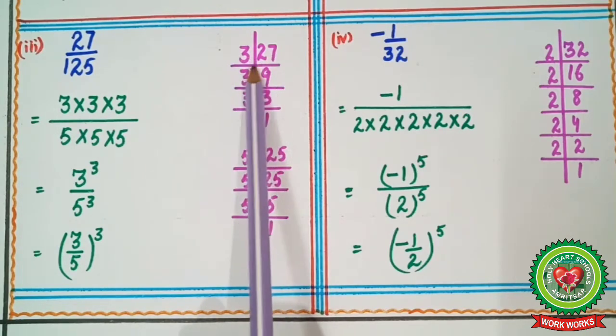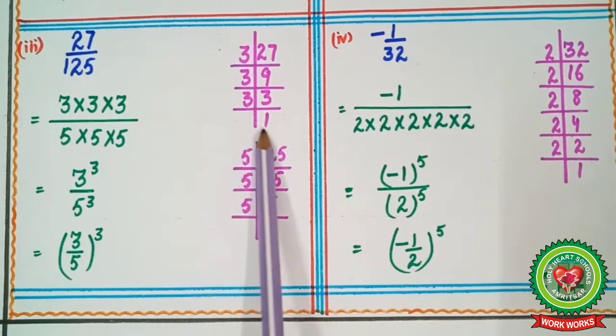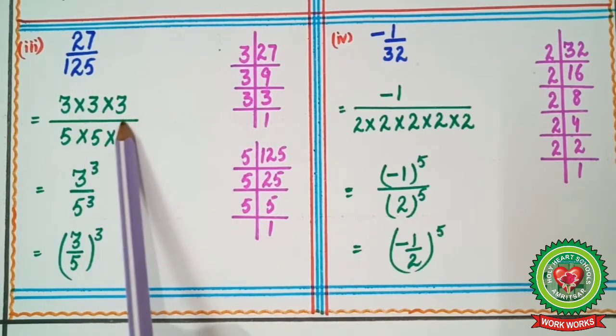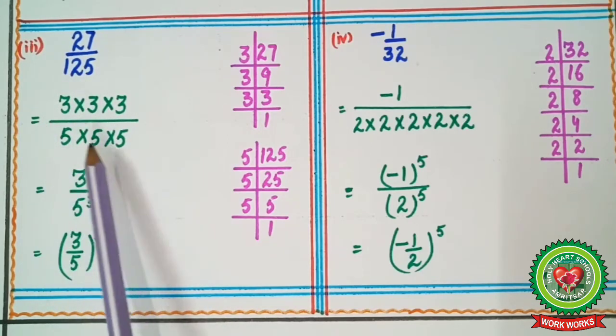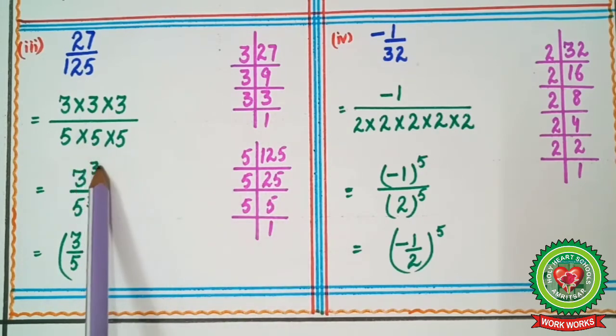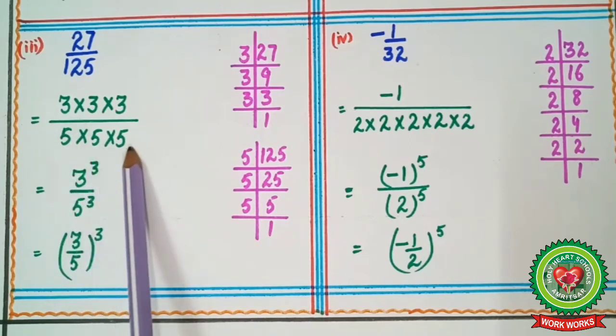So you can find the factors like this. 3 9s are 27, 3 3s are 9 and 3 1s are 3. So the factors of 27 will be 3 multiplied by 3 multiplied by 3, right? Upon 125 is there, so we also have to find the product form for 125. On the 5 table, 125 comes on 25, 5 5s are 25, 5 1s are 5. So you will have the product form of 125 as 5 into 5 into 5, right?